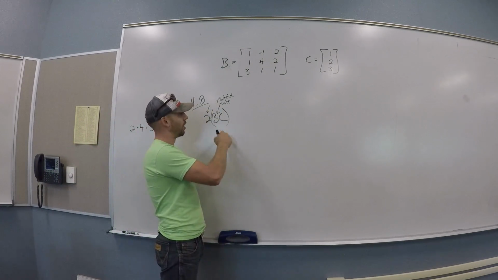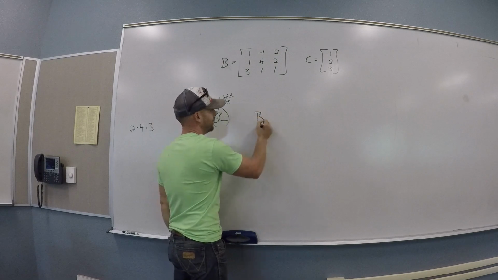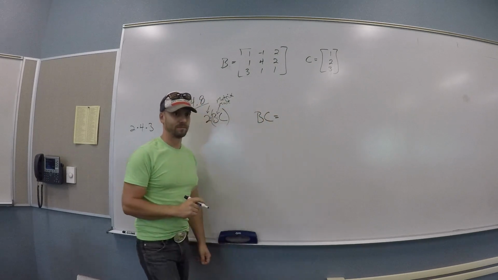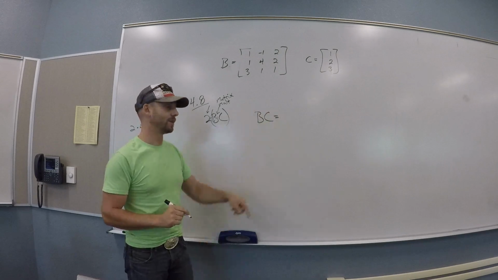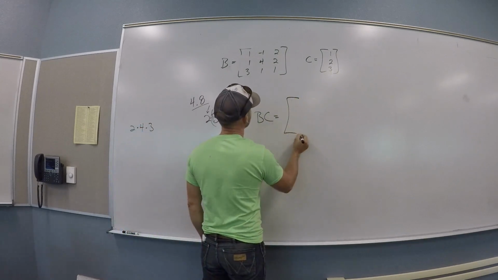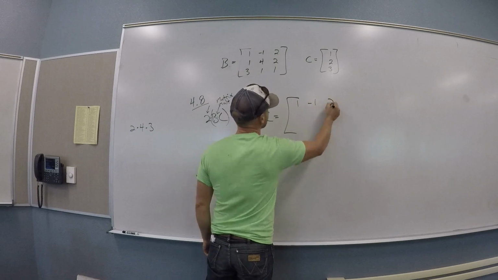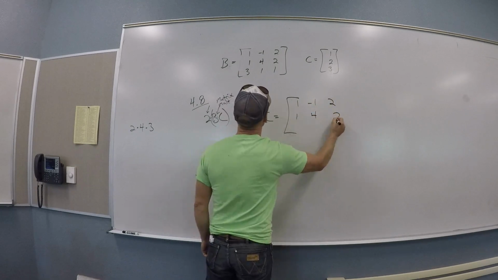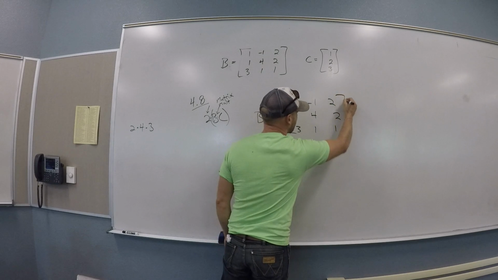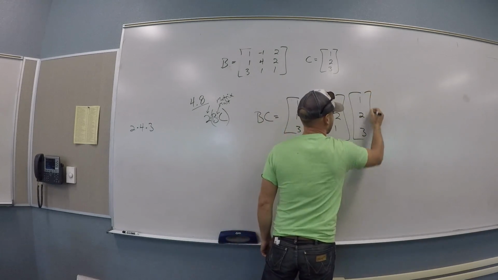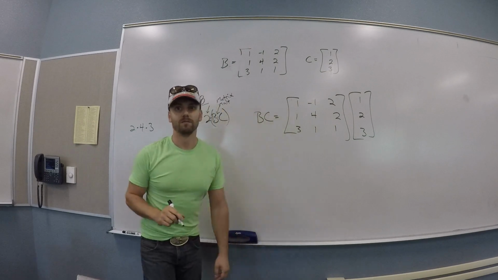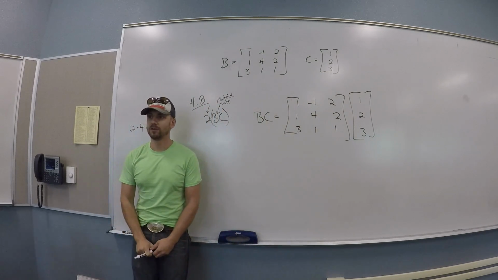Yep. So I'm going to calculate BC off to the side. So B was 1, minus 1, 2, 1, 4, 2, and 3, 1, 1. And I wanted to multiply this by the matrix C, 1, 2, 3. First things first, can I do this? Yes.